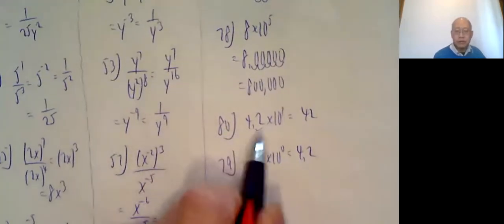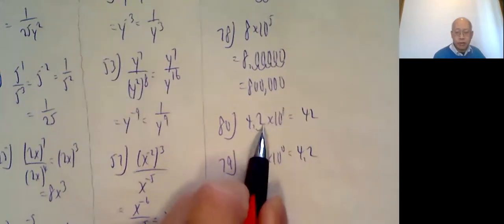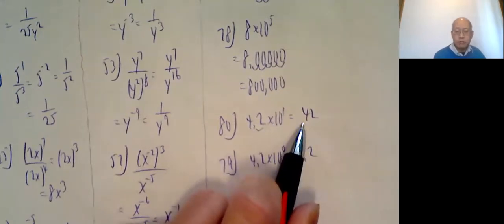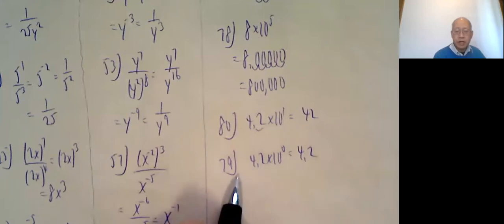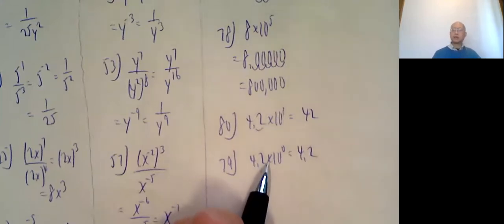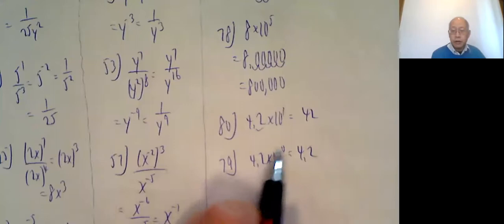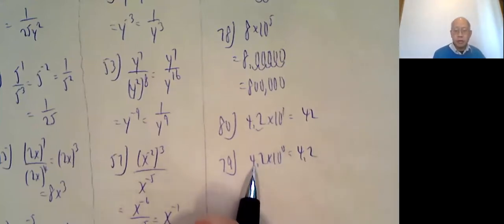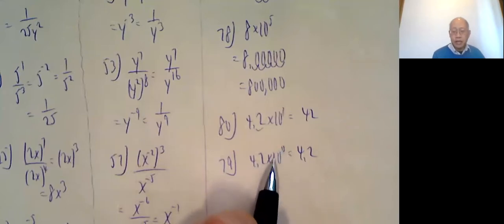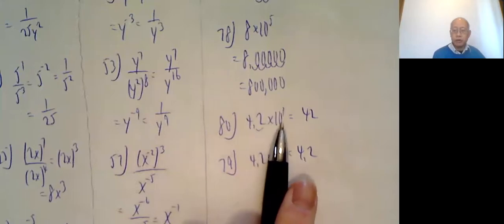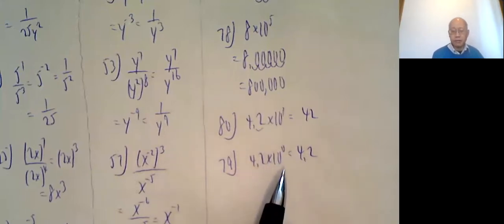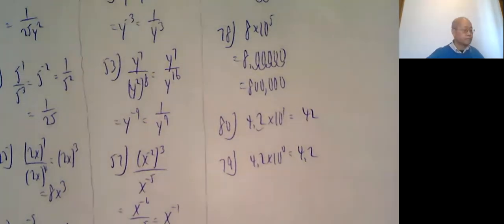Number 84.2 times 10 to the 1. Just move it 1 spot. 42. Okay, then 79, 4.2 times 10 to the 0. There's 2 ways to think of this. First, I can say I moved the decimal 0 places, so it stays 4.2. But that also shows that 10 to the 0 must be 1, because 4.2 times what number would still be 4.2? Well, that would be 1. So that means 10 to the 0, or anything to the 0 power, is defined to be 1. Okay, so this is section 5.2.